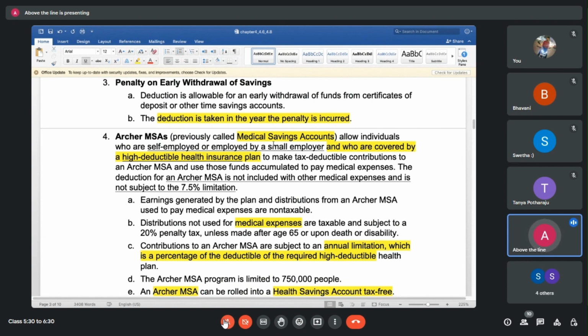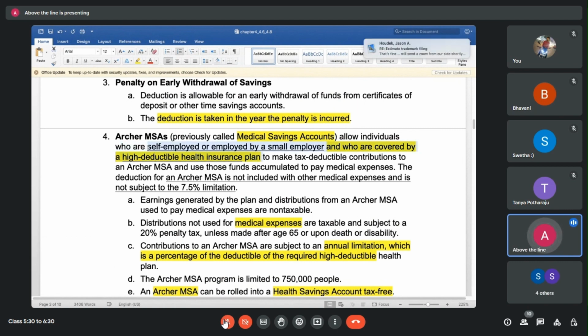Paying $25 is fine. But if they have enrolled into some kind of high deductible plan, which says that every time you go to a doctor, you have to pay $100, that's pretty high as compared to other standards. So those are called high deductible health insurance plans.